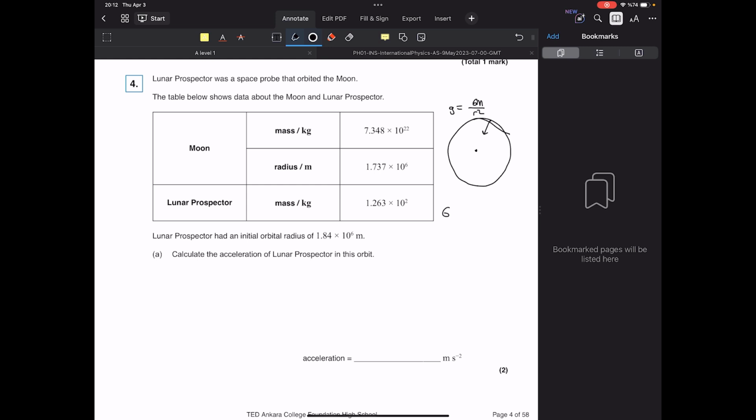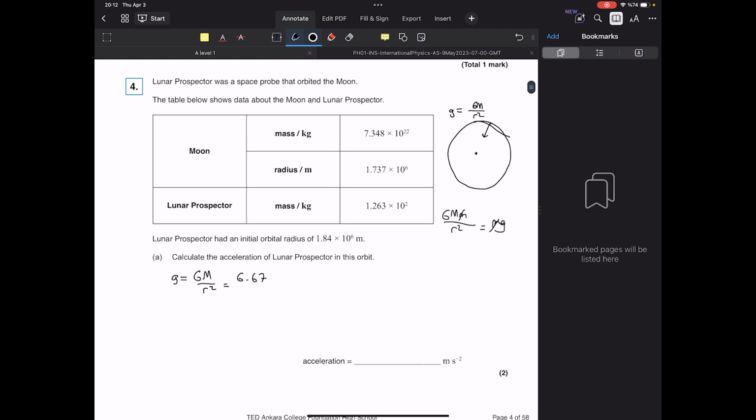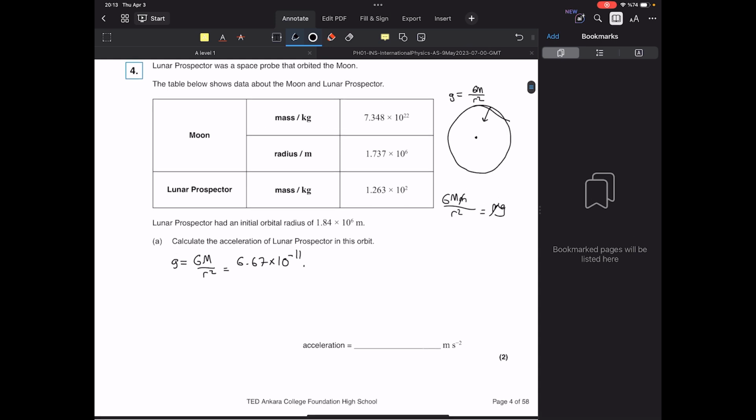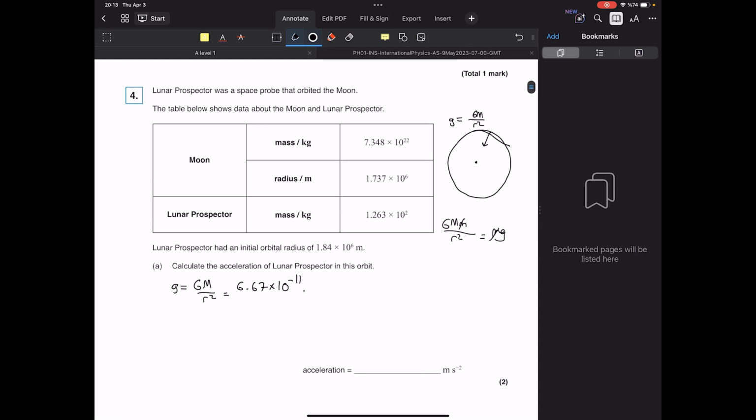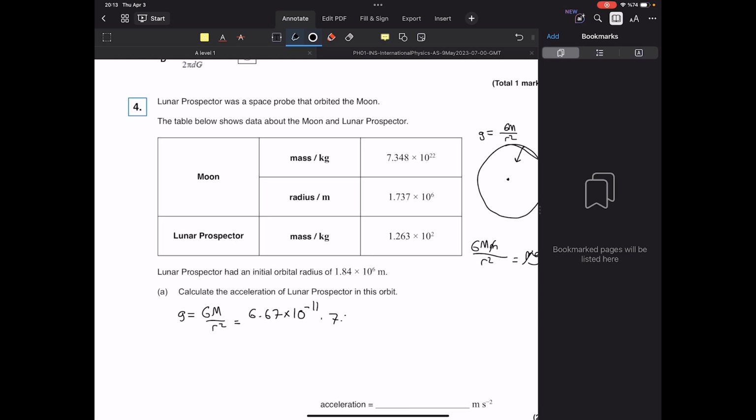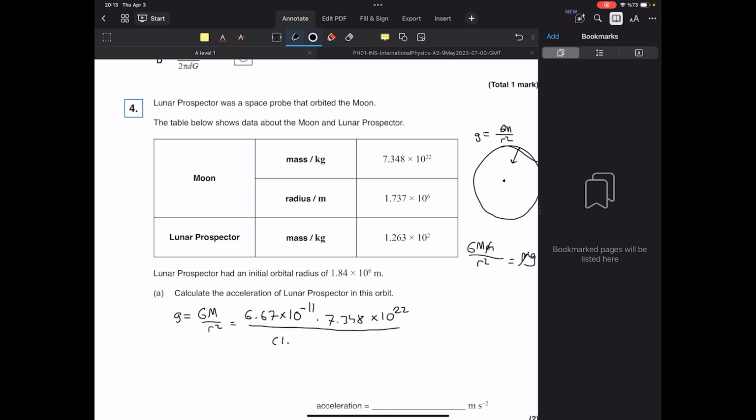You can also show this by the force being GMm over r squared, which is equal to F, which is equal to mg, so that the m's cancel out. So g is equal to GM over r squared, which is 6.67 times 10 to the negative 11 times the mass of the moon, not the lunar prospector, which is 7.348 times 10 to the 22, divided by the orbital radius, not the radius of the moon. So 1.84 times 10 to the 6, squared.